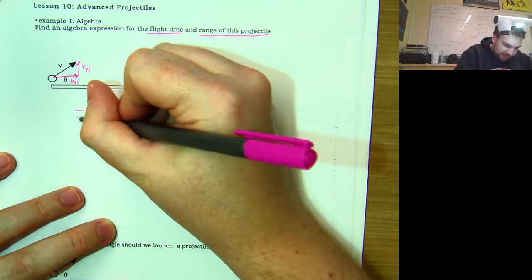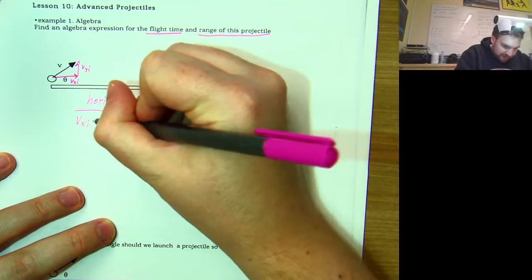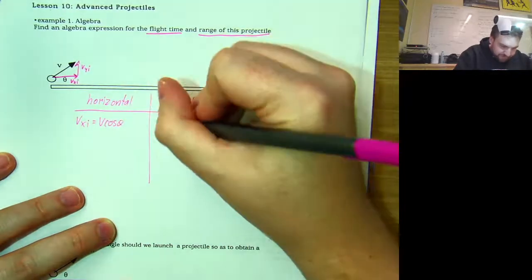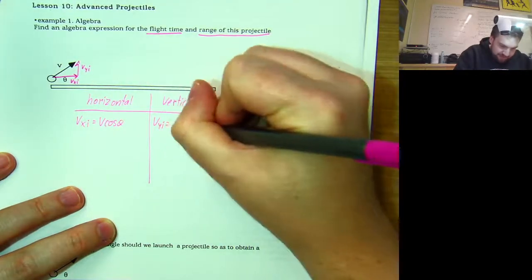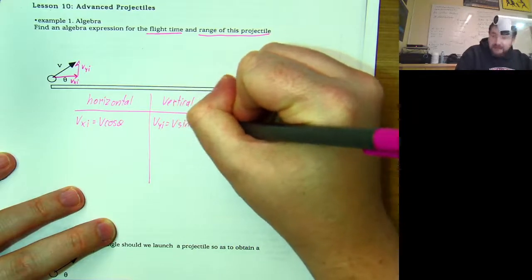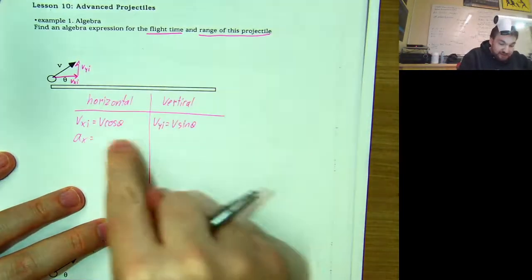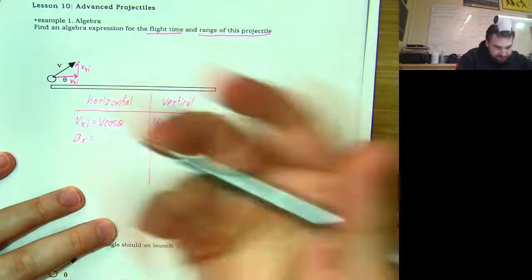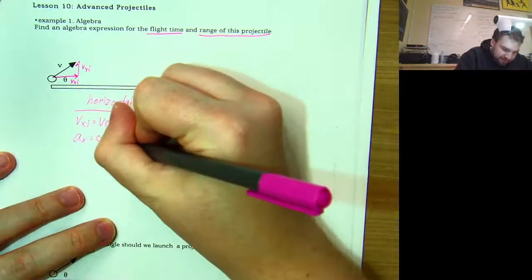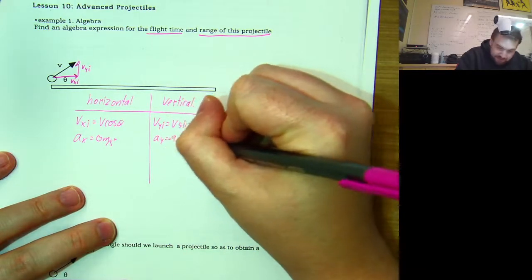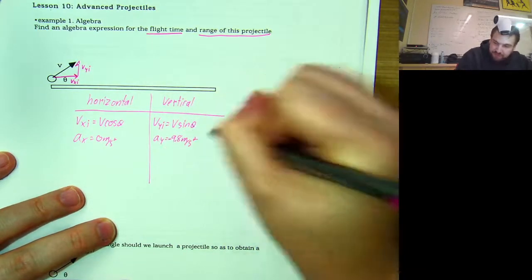Horizontally, I've got a Vxi, and that's going to be equal to V cos theta. And Vyi is going to equal V sine theta. That's all we got. And we've got an ax. As far as the velocities go, that's it, because we don't have values for V or theta. ax equals 0 meters per second squared, and ay equals negative 9.8 meters per second squared.